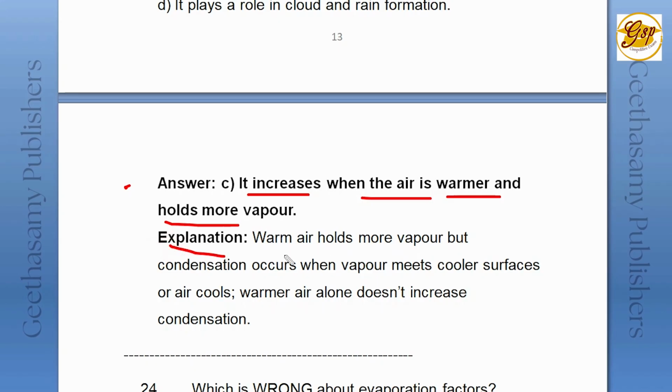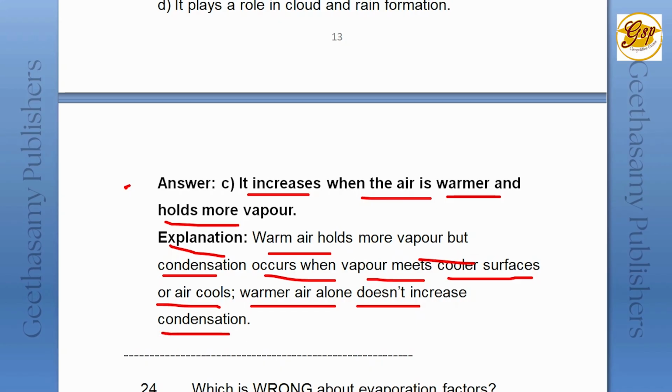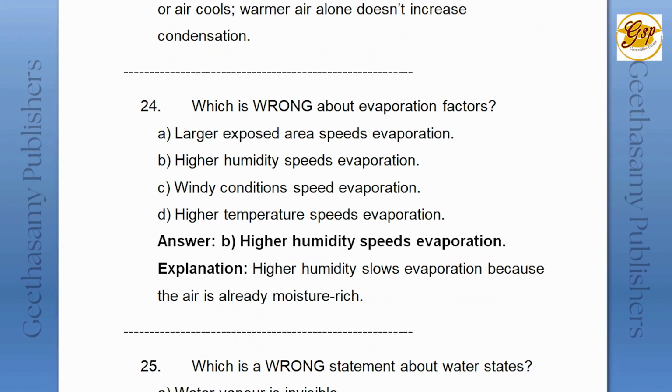So the explanation is that warm air holds more water vapor. Condensation occurs when vapor meets cooler surfaces or the air cools. Warmer air alone doesn't increase condensation, right?